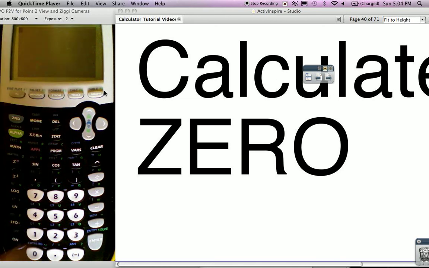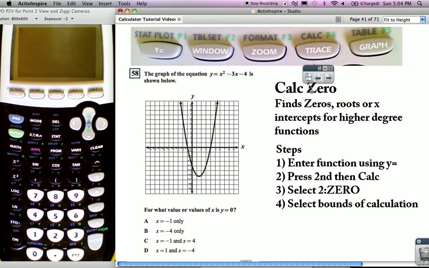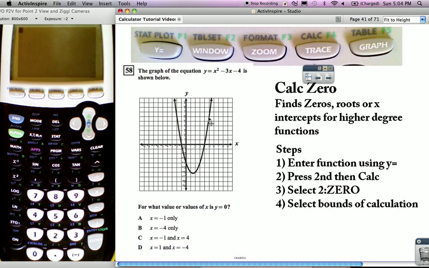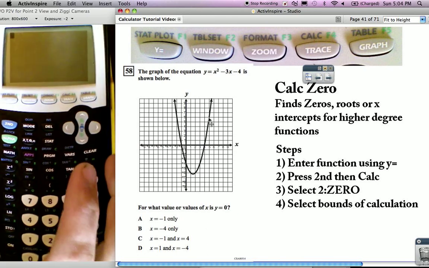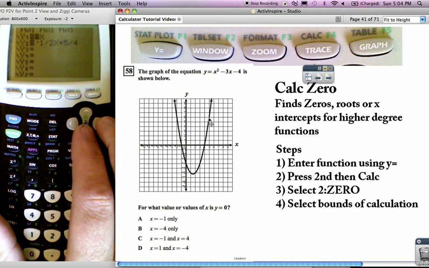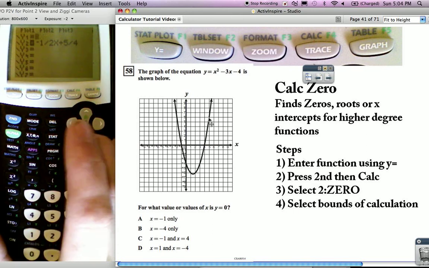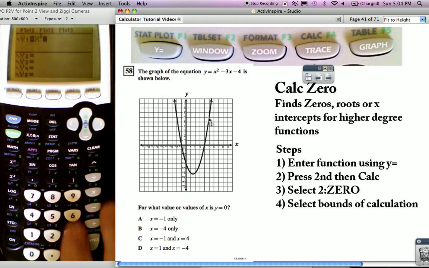This video is going to show you how to get your calculator to calculate zeros, or like we call them, roots, or also x-intercepts. We can see the graph below. The graph of the equation y equals x squared minus 3x minus 4 is shown below. We can create that very easily. I'm going to just come in here, clear that, and then we get our x squared minus 3x minus 4.